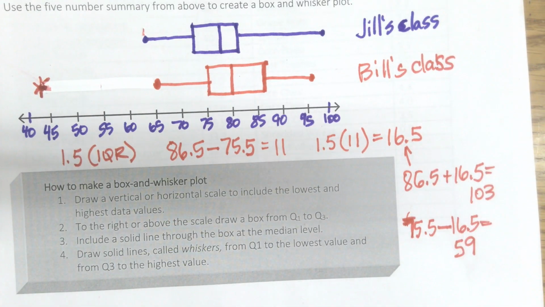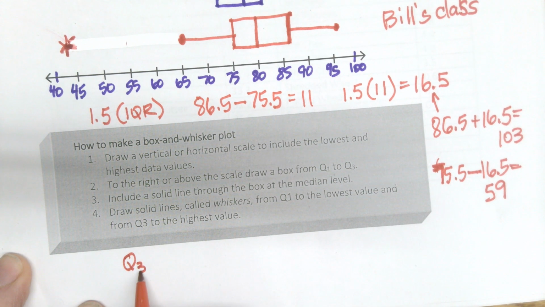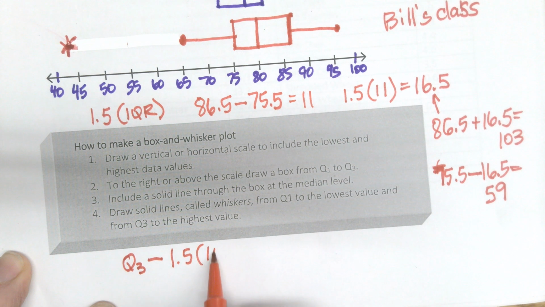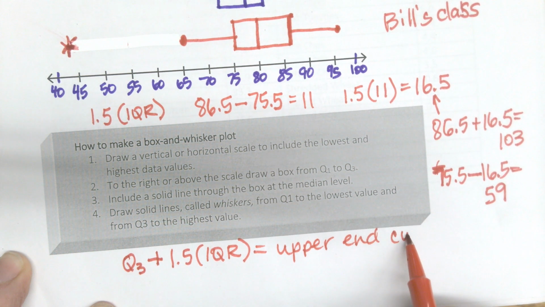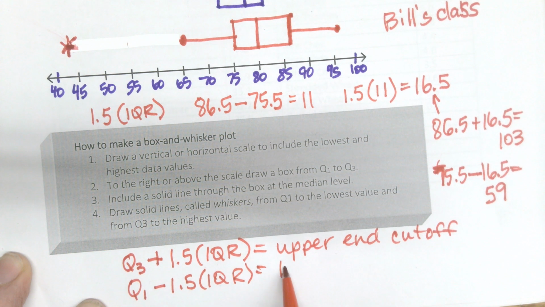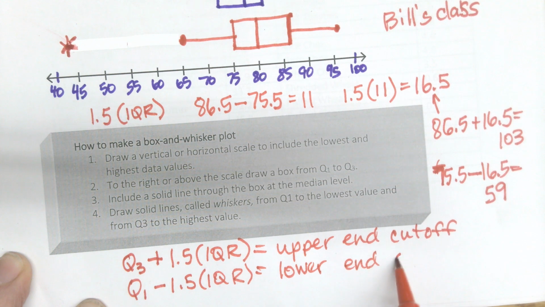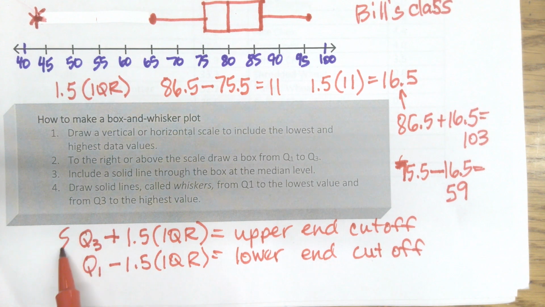So that's how we check for an outlier. It is Q3 plus 1.5 times the IQR, that's the upper end cutoff, and then Q1 minus 1.5 times the IQR, and that is the lower end cutoff. I decide if I have an outlier that way. So these are your outlier notes that you want to add into your stuff. Make sure you have that written down.